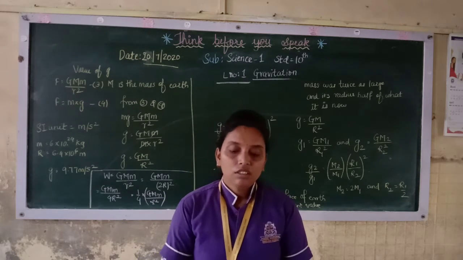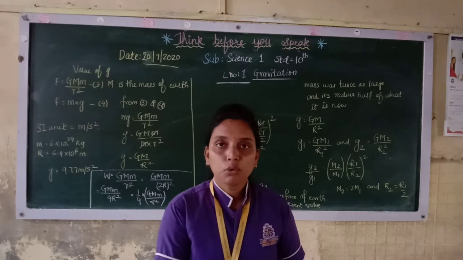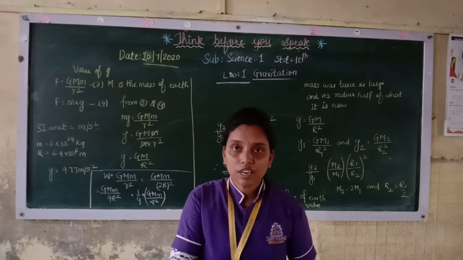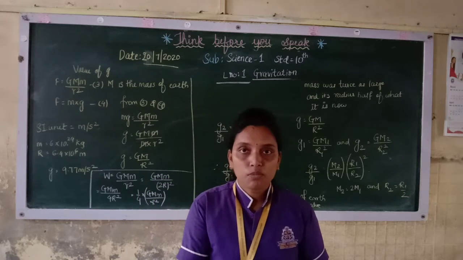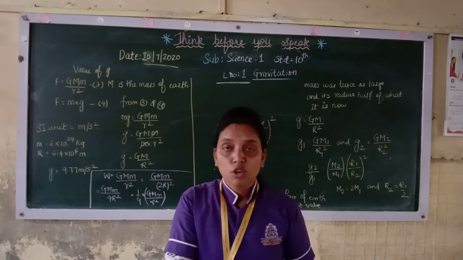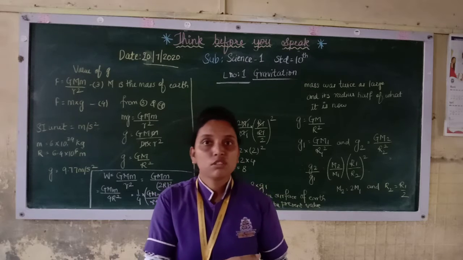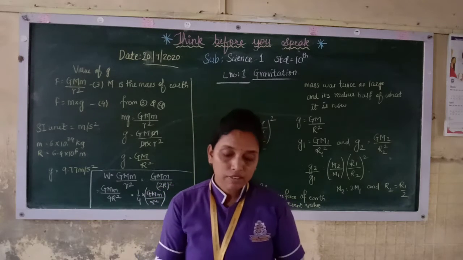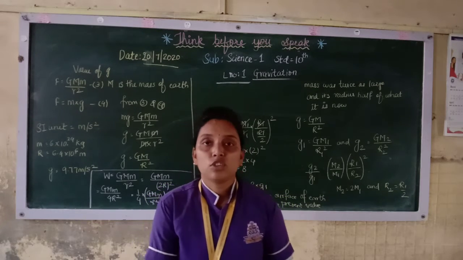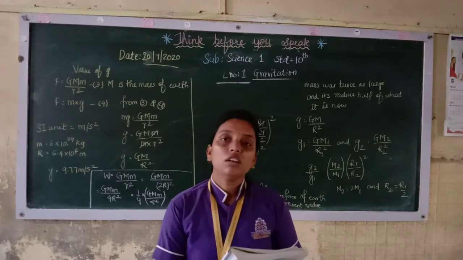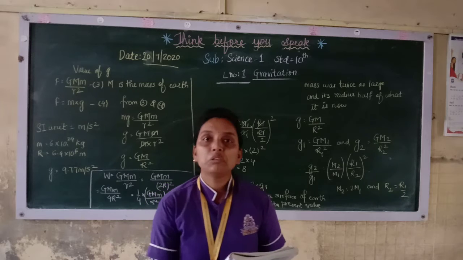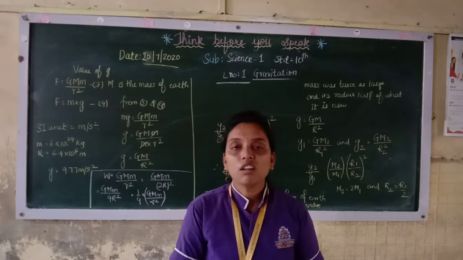This is called acceleration due to gravity. Because of the gravitational force of the earth acting on an object, acceleration is produced. So that acceleration is because of the gravitational force. That is why it is known as acceleration due to gravity, and it is denoted by small g.